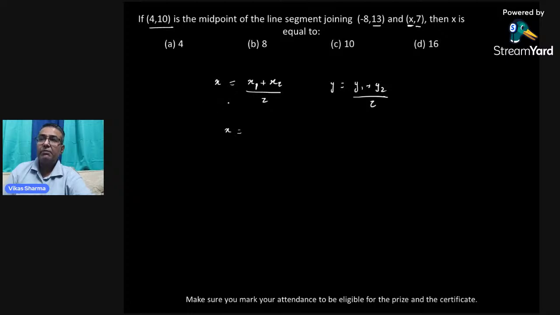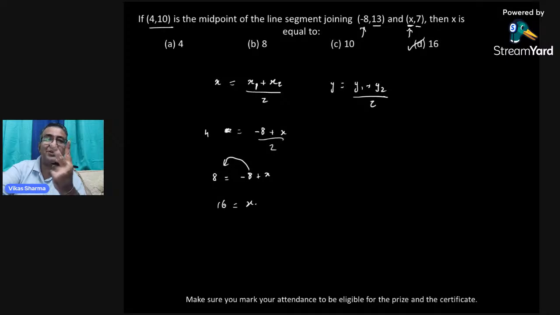So the x coordinate, which we know is 4, the midpoint is given as 4, will be equal to x1 plus x2 upon 2. This is x1, this is x2, so minus 8 plus x upon 2. Just apply the formula and that is it. Bhishmesh has given the answer as 16, and I think that is the correct answer. If we multiply 2 to both the sides, I get 8 is equal to minus 8 plus x, and I take this minus 8 to the other side, so that becomes 8 plus 8, which means 16 is equal to x. So yes, D is indeed the correct answer.